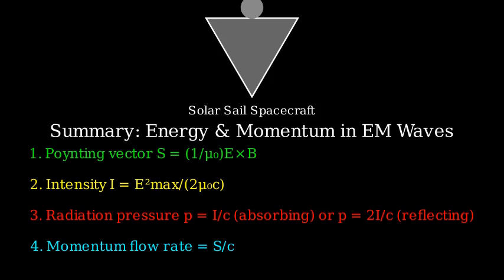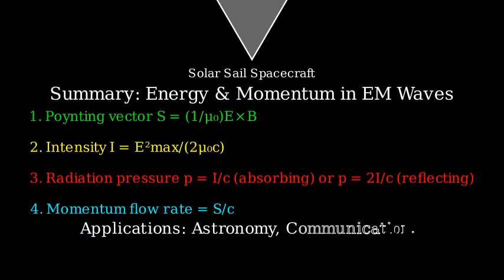3. Electromagnetic waves carry momentum, exerting radiation pressure when they strike a surface. This pressure is twice as large for perfectly reflecting surfaces compared to totally absorbing ones. 4. The flow rate of electromagnetic momentum is given by the Poynting vector divided by the speed of light. These principles have important applications in astronomy, communications, solar sail propulsion, and even in calculating the tiny radiation pressure from everyday light sources.